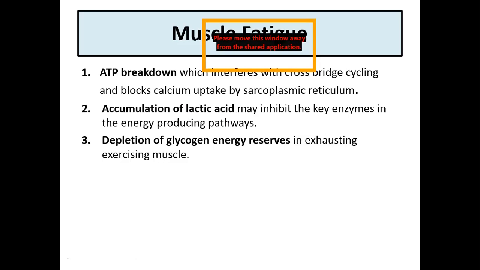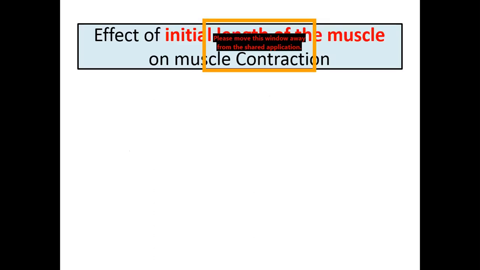Okay, and the glycogen stores are also going to be depleted. This is usually seen in low intensity, long duration exercises like a marathon race. There will be depletion of the glycogen reserves, and this will lead to less glucose, less ATP, less energy, and lead to less muscle tension or muscle fatigue. So that is about the causes of muscle fatigue.